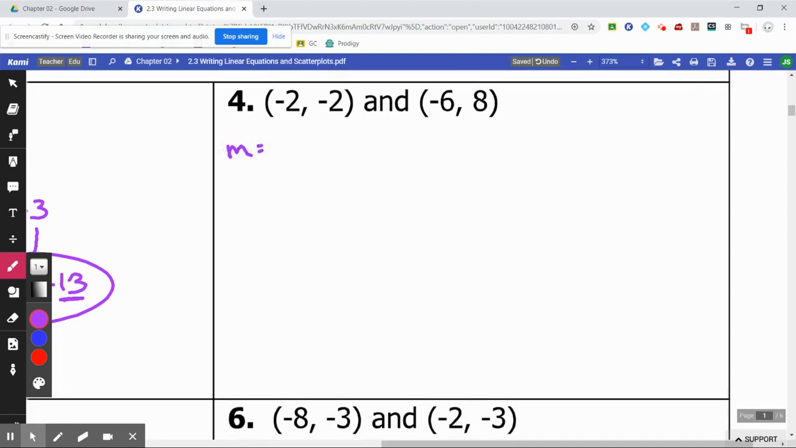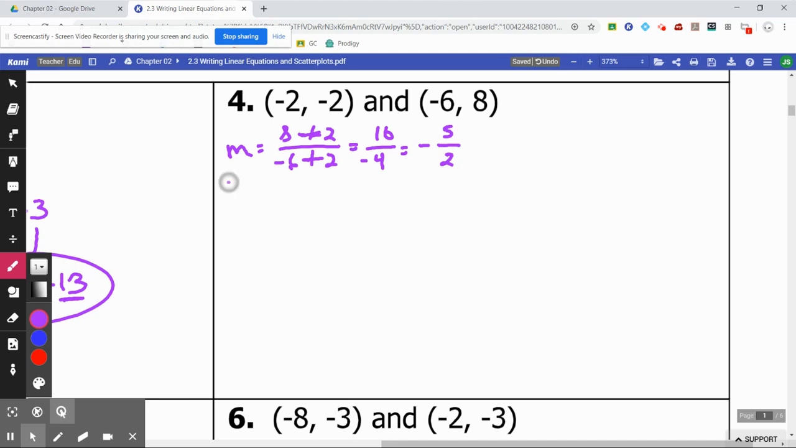Number 4, slope, y2 minus y1 over x2 minus x1. Minus minuses on top and bottom, make them pluses. Gives you a 10 over negative 4. Positive divided by negative is a negative. 10 fourths reduces to 5 halves.